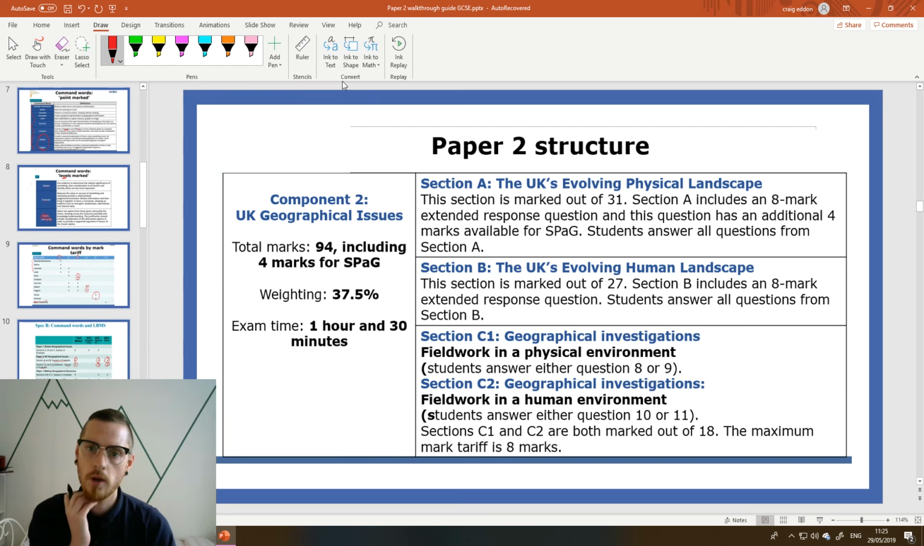So lastly here, just a quick overview of paper 2. And again, overview here of marks. You can have a quick read through of this if you so wish, but this is just summarizing what I've gone through.